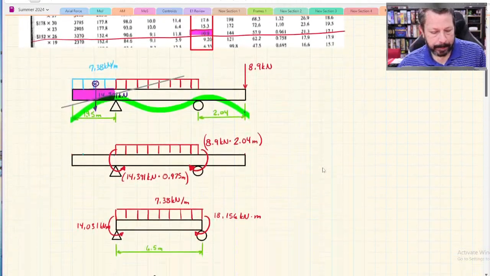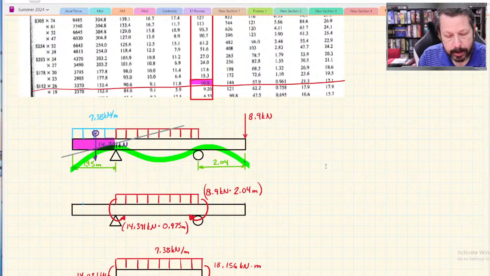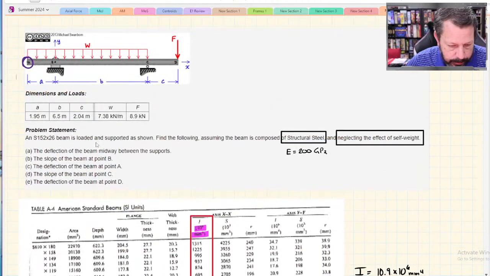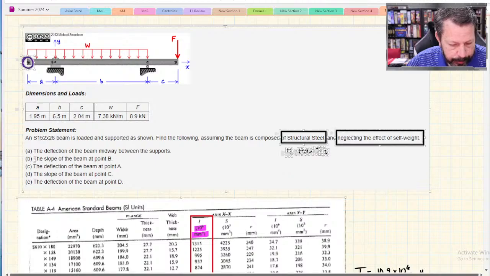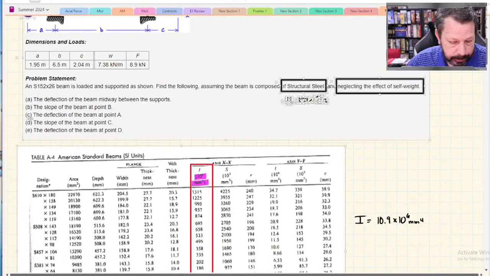So what you have to do is, the point load and the distributed load, how they affect point A is by making the pink section that I've drawn here slope somewhere. So I think that might even be one of the questions. Yeah, part B here, the slope of the beam at point B, that is the beginning of solving letter C.